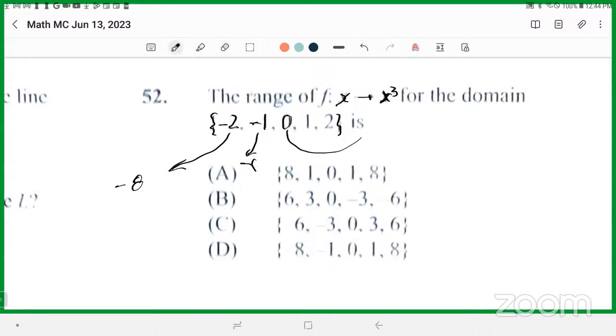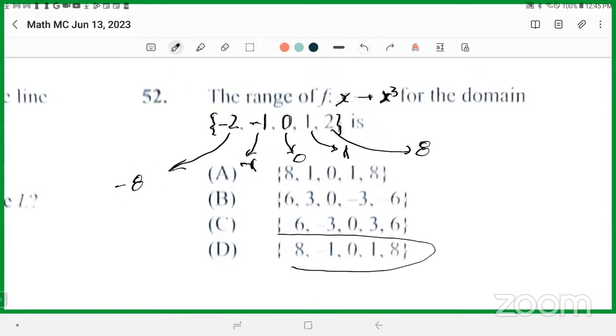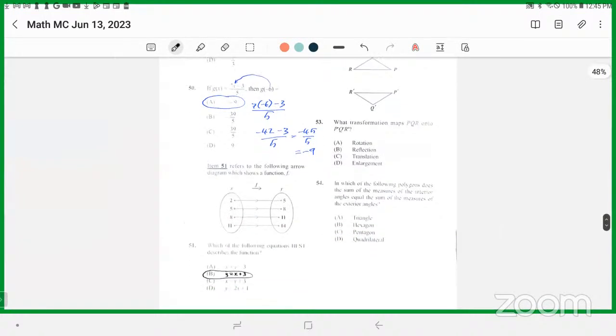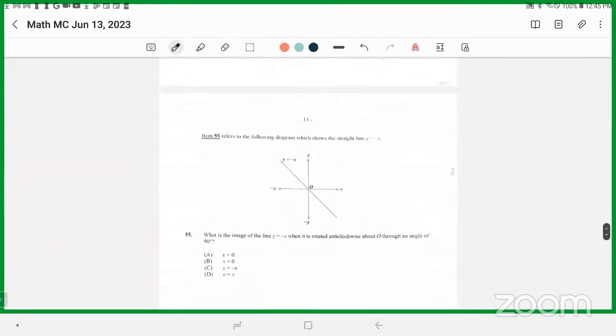And plug 0 in there, I get 0. So this value maps to 0. And then 1 maps to 1. And then 2 cubed, I put 2 here, so 2 maps to 8. So those are my values: negative 8, negative 1, 0, 1, and 8. So my range is negative 8, negative 1, 0, 1, and 8. Easy enough. I don't think there are any other functions questions here.